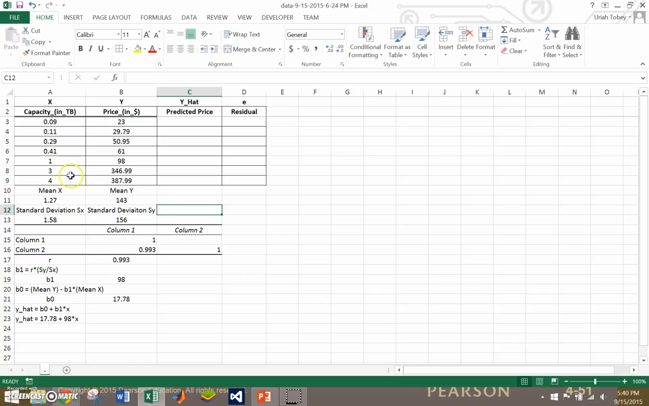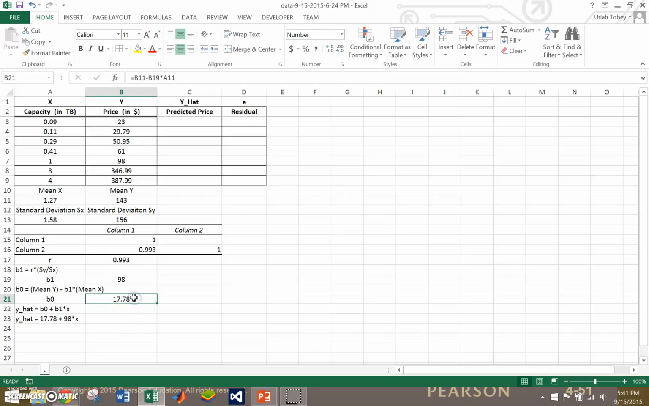We found the mean of the capacity, the mean of the price, standard deviation of the capacity, standard deviation of price. We did our correlation table where we found the R value, the correlation coefficient between X and Y. It's very high, 0.993. It's positive, so we know the dots should go up and to the right. Then we use that to calculate B1, so we're trying to find the line that will predict these prices. So we found B1 is just R times SY over SX, and that's $98. And we found B0, which is mean of Y minus B1 times mean of X, and that's $17.